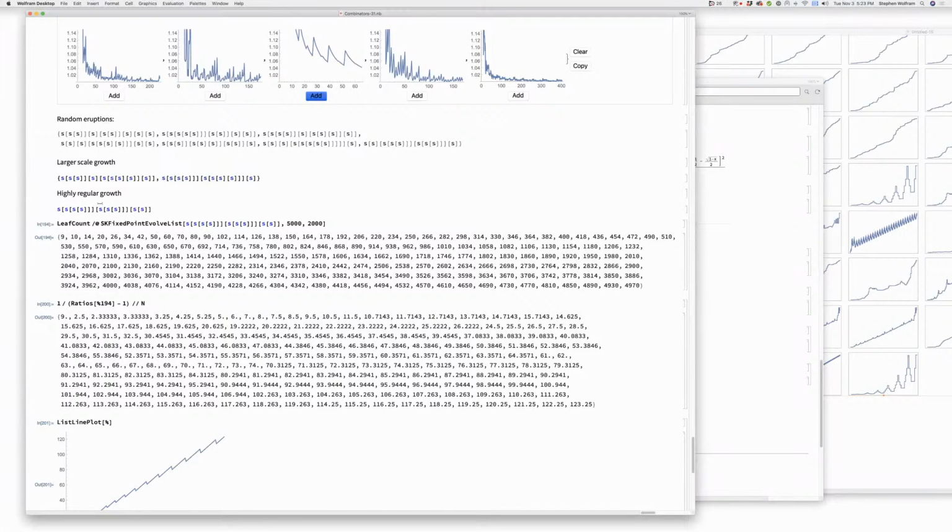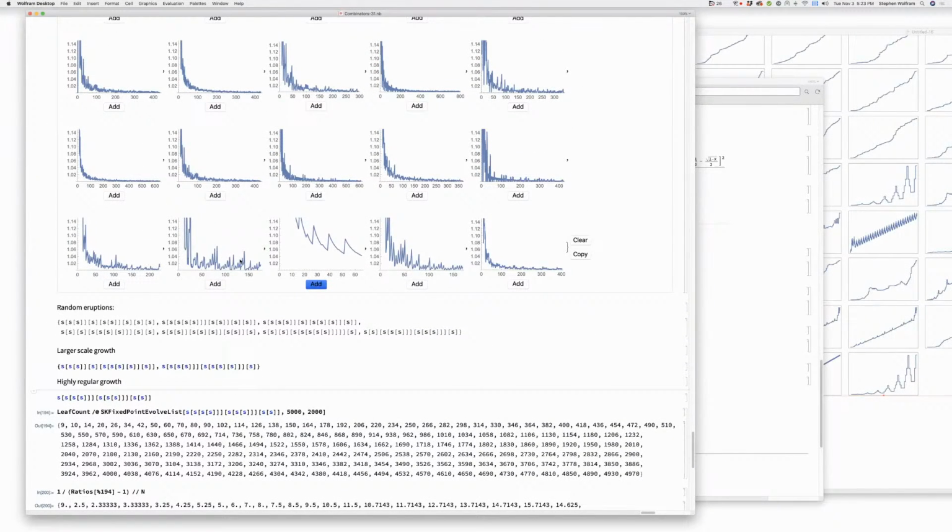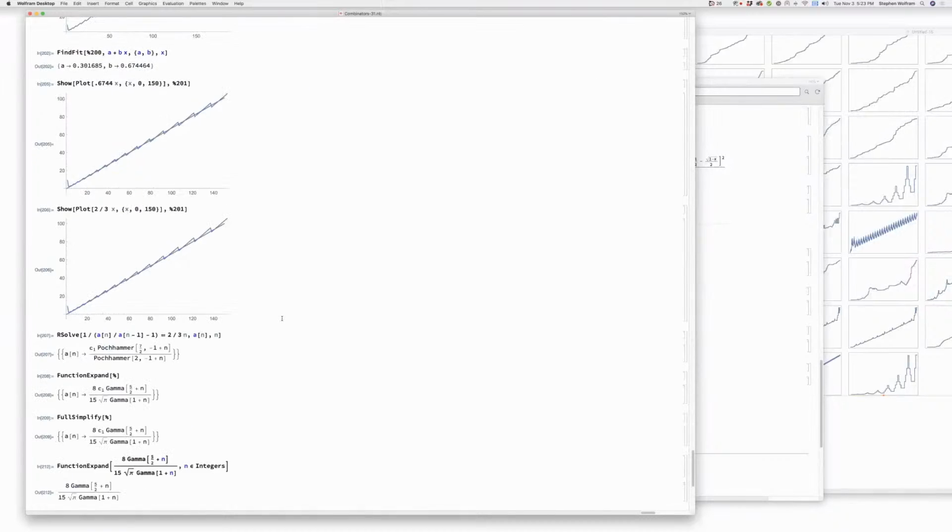The highly regular growth seems to be roughly 3 halves plus n to the n. Then there are these ones with larger scale growth, which have a different form. And then there are these ones with random eruptions. I have to say these random eruptions remind me, I'm pretty sure these things are doing universal computation on their own. Okay, so let's pick one of these. I think these are going to just keep going with really complicated stuff.